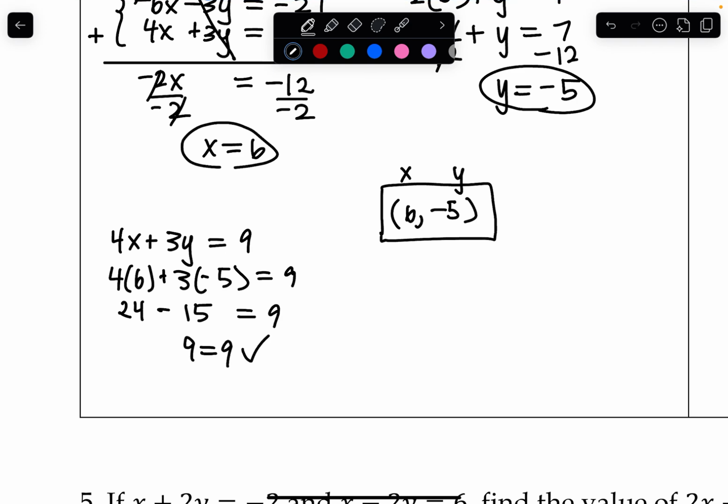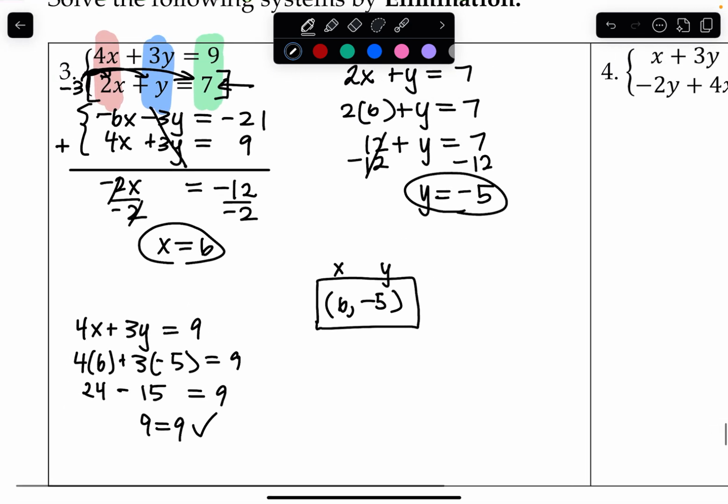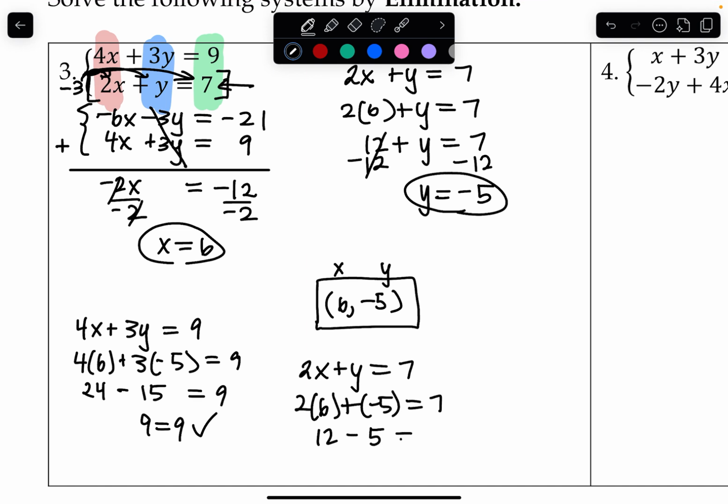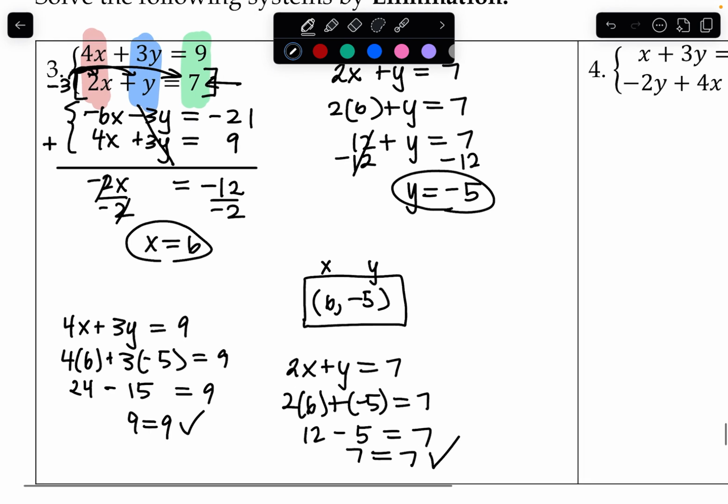So that one worked. And then I can quickly check the second equation, which says 2x plus y equals 7. And so subbing the 6 for the x and the -5 for the y, I get 12 minus 5, which is 7 equals 7. So if you're ever wondering, or even on a test, if you have time, check your work.